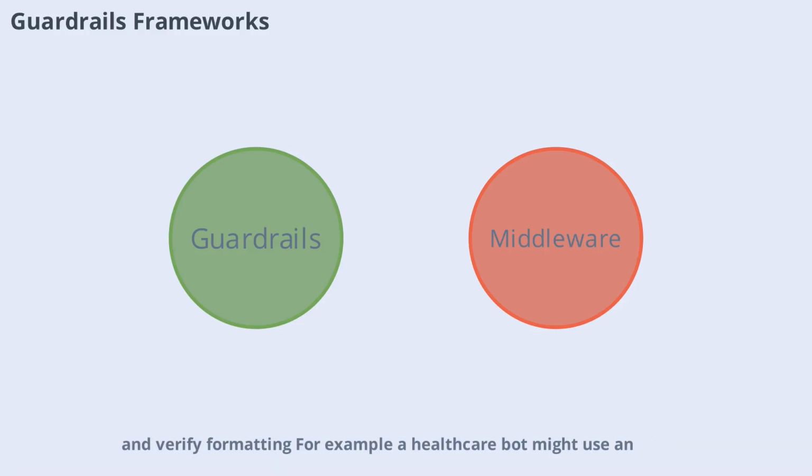For example, a healthcare bot might use an output guardrail to block unapproved medical diagnoses, replacing them with a generic disclaimer. This ensures compliance and safety in sensitive applications.